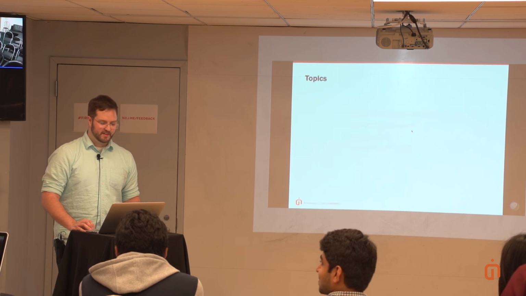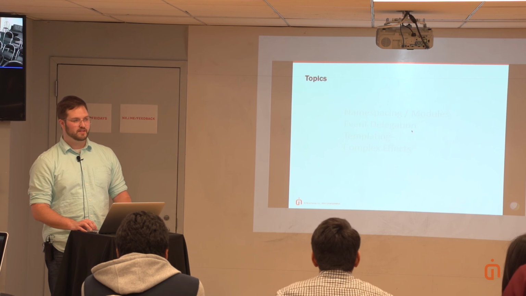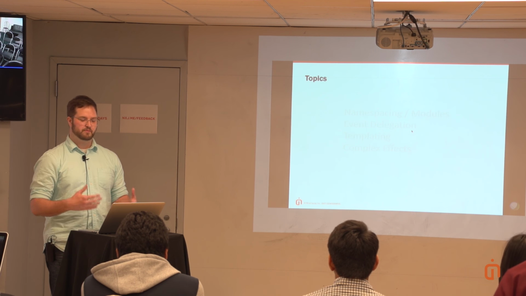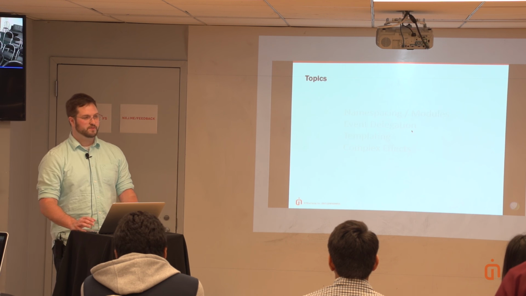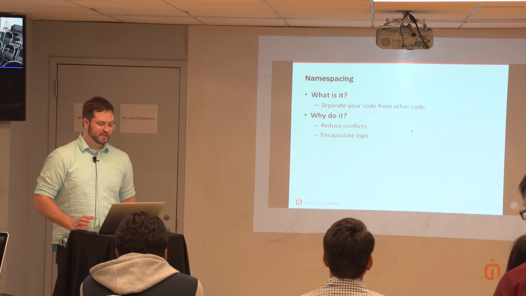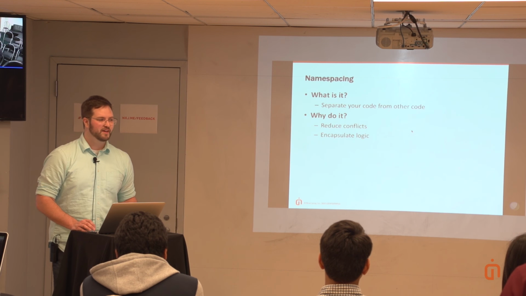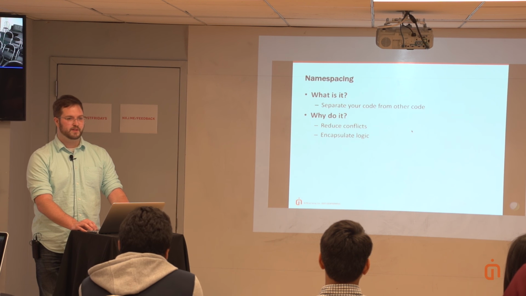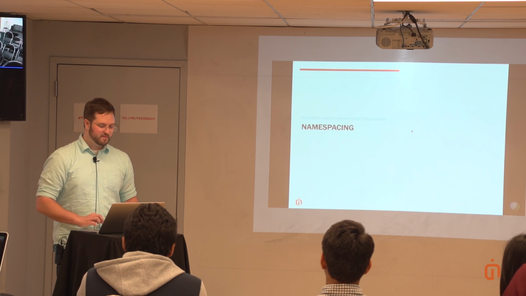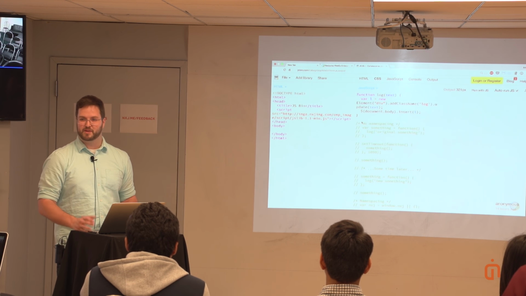The things I'm going to cover are namespacing and modules, event delegation, templating, and doing more complex or just more interesting effects. The first thing I'm going to jump into is namespacing and modules. That is basically separating your code from other code. That lets you reduce conflicts, encapsulate your logic, and reuse stuff in places. I'm just going to jump into a demo in JSBin. If you have any questions at any point, just stop me and ask.